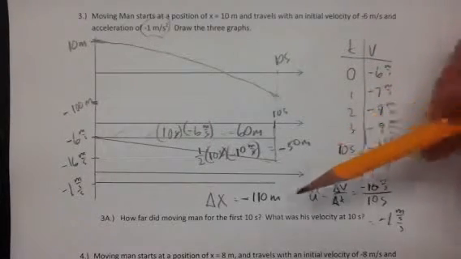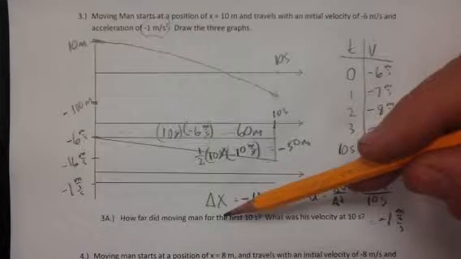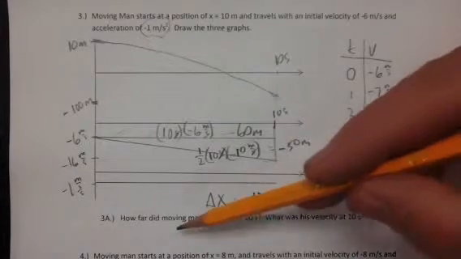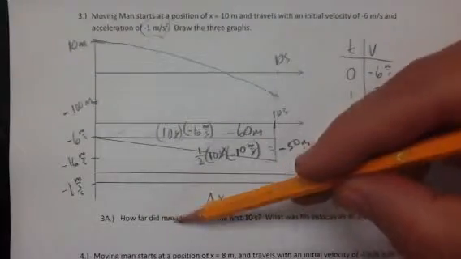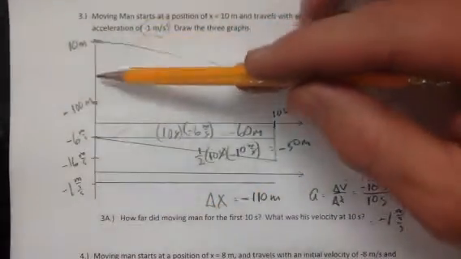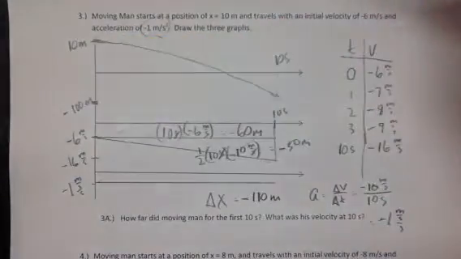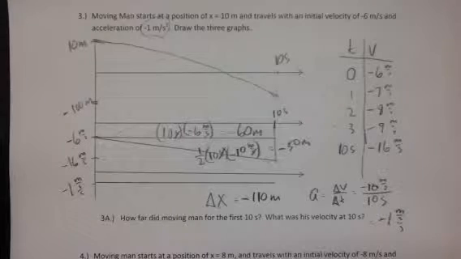So how far did the moving man move in the first 10 seconds? In this case, he started at 10. It looks like he moved a total distance of 110 meters.